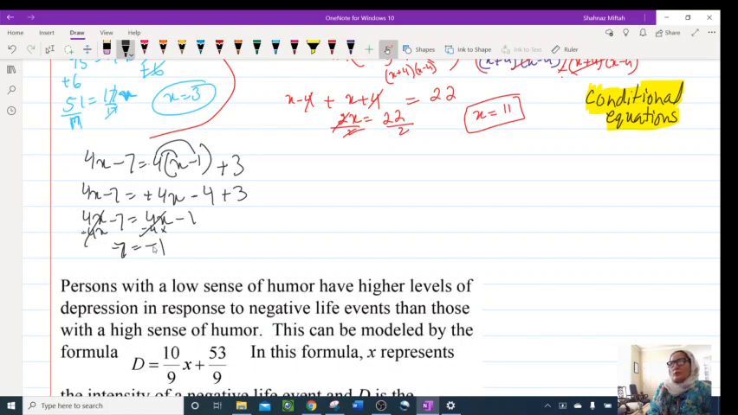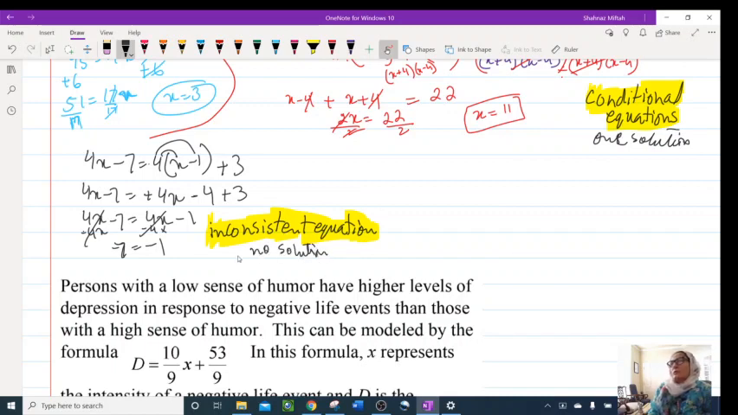If you have these kinds of equations, then the equation is called an inconsistent equation. Inconsistent equations have no solution. That's how you say it. That one was one solution, all these equations had one solution. This one is no solution. For the solution you use no solution or one solution. For the equations you use inconsistent or conditional equations.